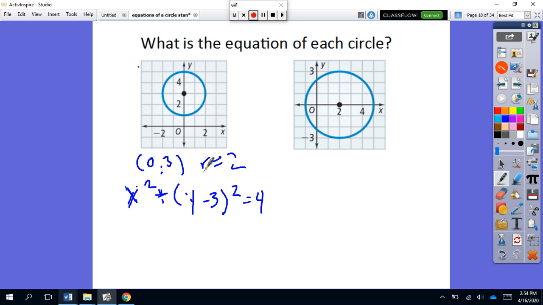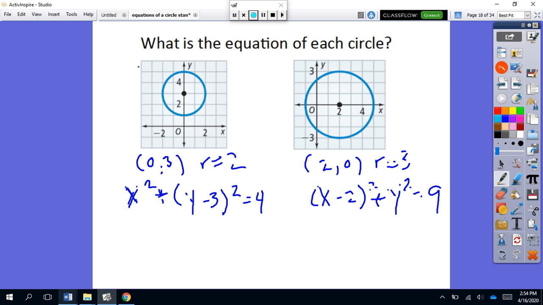Okay, and then the second one, you can stop the video and then turn it back on after you try it. The center, the x value is 2, and now the y value is 0, and the radius, the units are 1 each, so the radius is 3. So I would write x minus 2 squared. And if you wrote y minus 0 squared, I wouldn't mark it wrong, but you would never see that on a test choice. It would have to be written like this, equals 3 squared, which is 9.